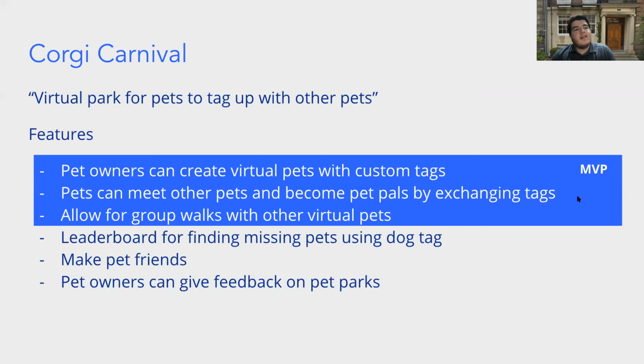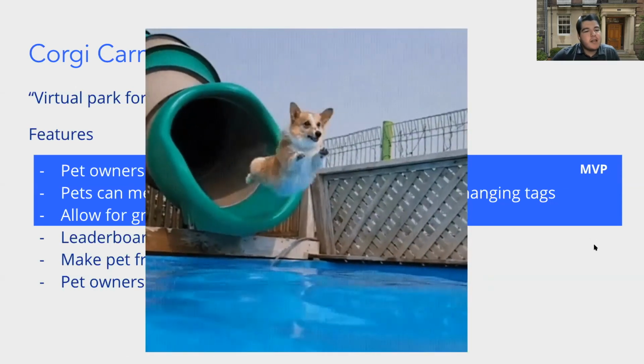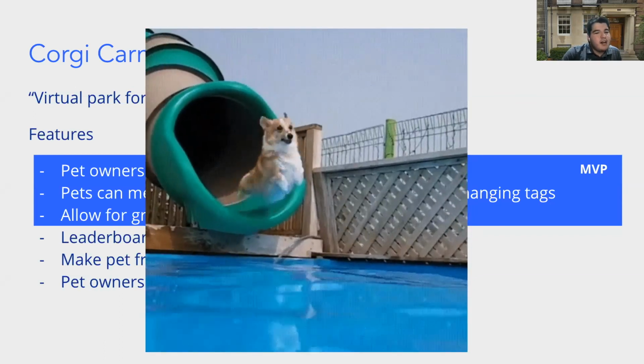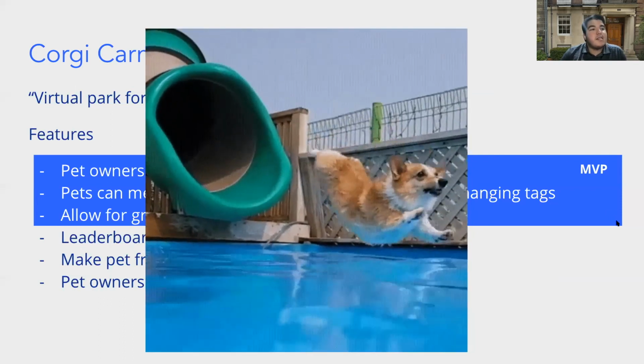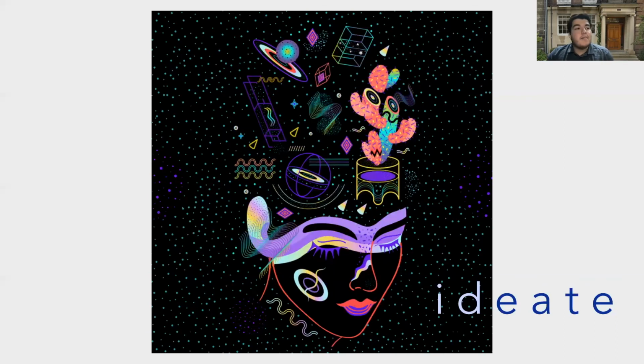And so hopefully by the end of this process, you're able to deploy a working version of your website. Here we have a flying corgi dog. But yeah, that's pretty much all of it. This is a great time to start brainstorming. Ideation is a really cool time. Don't feel like you have to limit yourself.